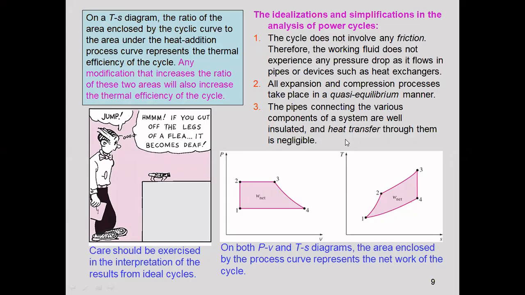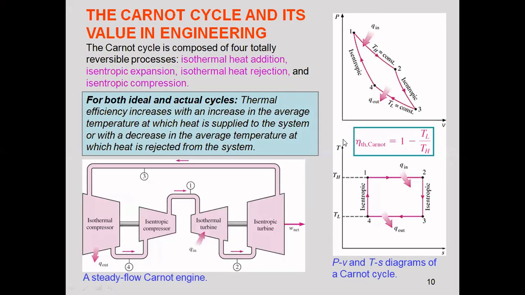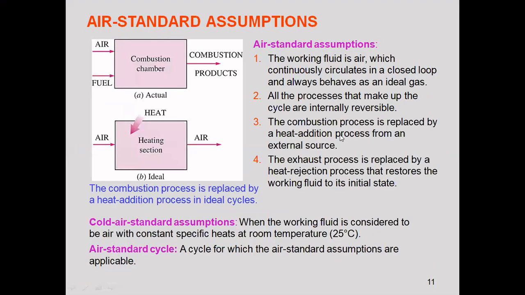Also, we have studied the assumptions for the air standard cycle. Assumptions are made to make the analysis simple. Thermophysical properties are assumed to be constant, and when they are assumed to be constant at 25 degrees centigrade, it is known as the cold air standard assumption.